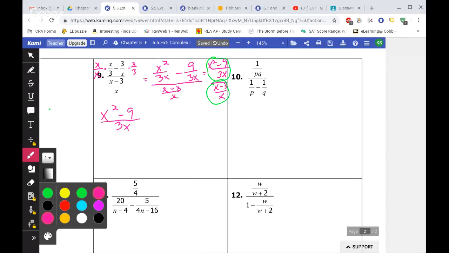Keep the first, flip this to multiplication, and then change this to its reciprocal. That's going to be, instead of being x minus 3 over x, it's going to be x over x minus 3. Now take a look at what you can factor. This is a special factoring, known as the difference of two squares. So that factors to be x minus 3 times x plus 3 all over 3x.